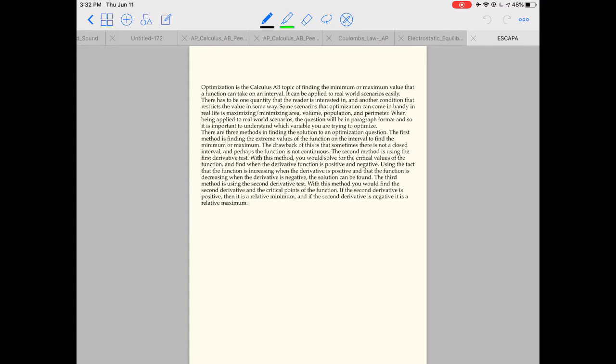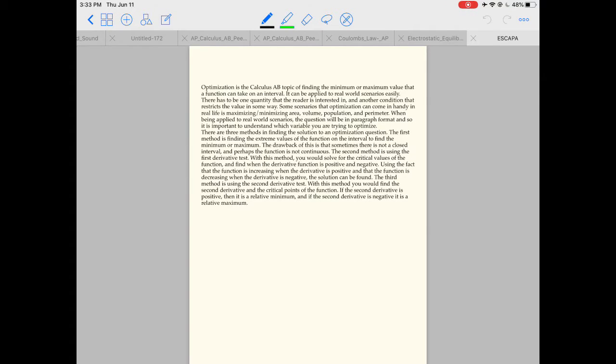perimeter. When being applied to real-world scenarios, the question will be in paragraph format, so it's important to understand which variable you're trying to optimize. There are three methods in finding the solution to an optimization question. The first method is finding the extreme values of the function on the interval to find the minimum or maximum.